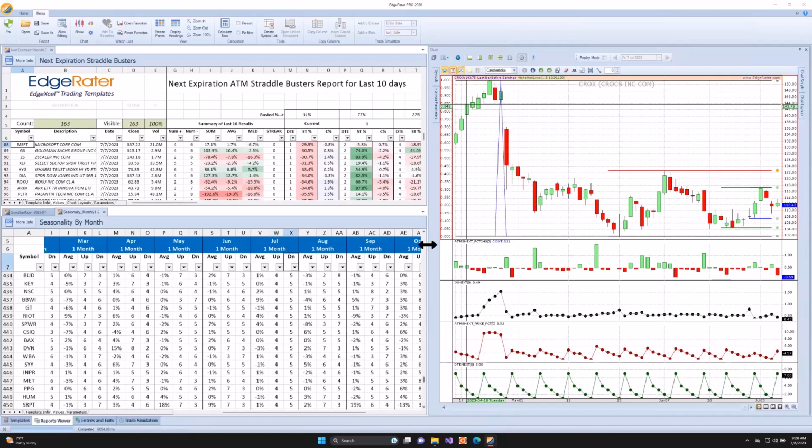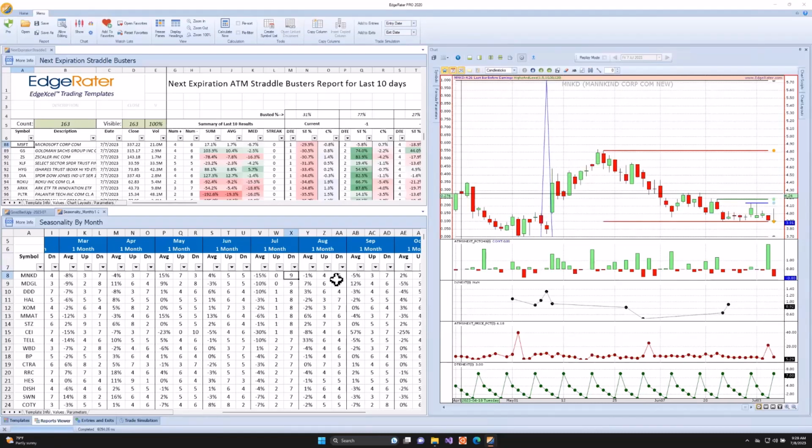We can sort by the downs and we can find what's not good in July. Yeah, over Mankind. Okay, Mankind average of 15% down in July. So we'll choose Disney over Mankind. You could say something like that. So that's seasonality by month.